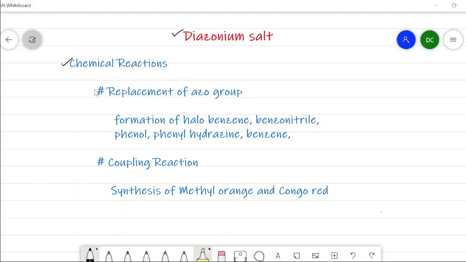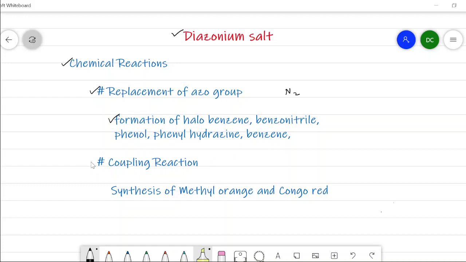Generally, aryl diazonium salt shows two types of reaction. The first one is the replacement of the azo group. Here, the N2 is replaced by halogen, cyanide, OH, NH2 or hydrogen, as well as a nitro group, so that we get the formation of halobenzene, benzonitrile, phenol, phenylhydrazine, benzene, and in addition to this, the formation of nitrobenzene also.